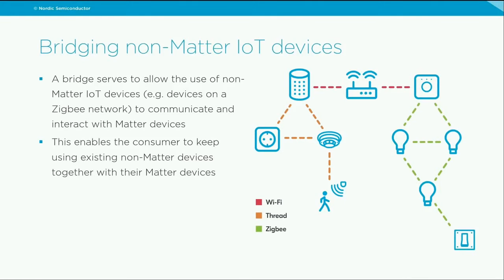A slight drawback of this solution is that, as you see on this diagram, you really have two parallel mesh networks here. So even though a user adds new Thread devices into a home, they create a parallel mesh network, and the existing Zigbee devices do not extend the reach of a Matter-based network.